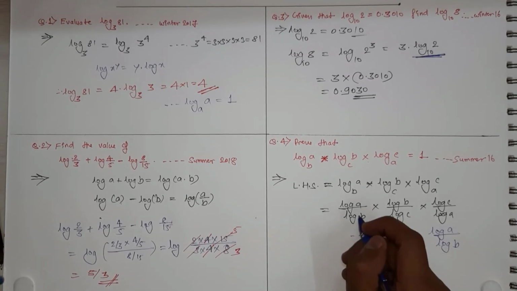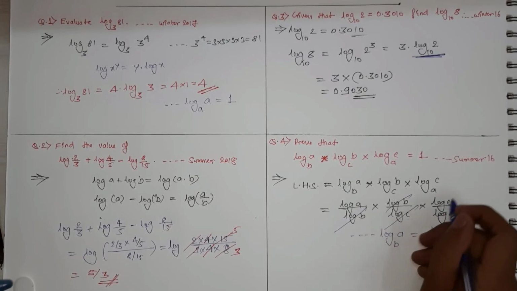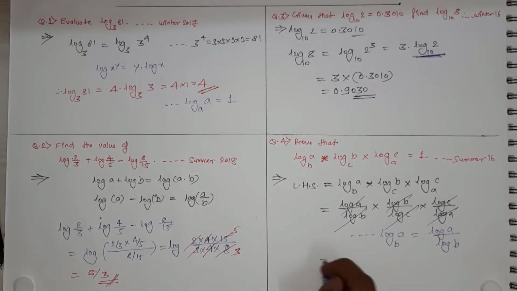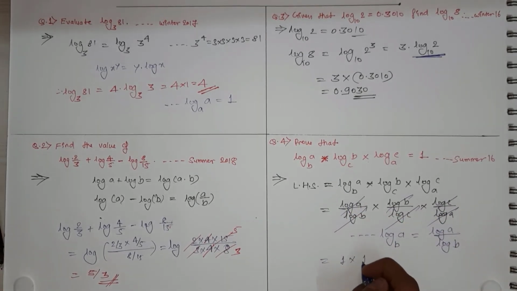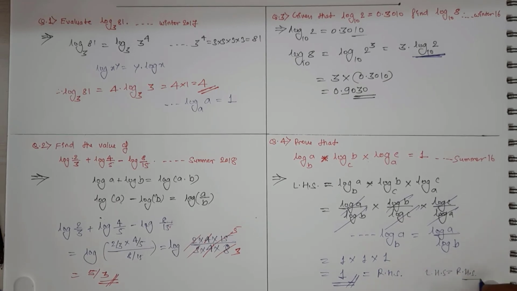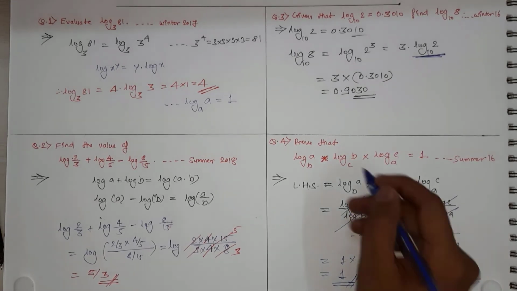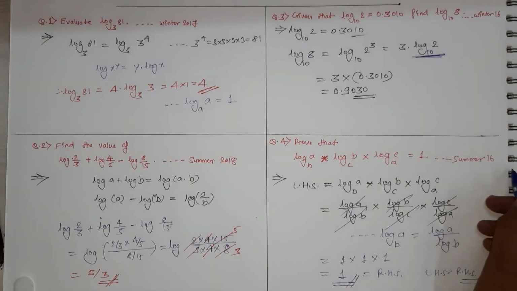Now let us cancel log b with log b, log c with log c, and log a with log a. So finally we get 1 into 1 into 1, which is equal to 1. So this is how we have proved it. This is our right hand side. So we can say left hand side equals right hand side. Hence proved the given question, which has been asked in summer 2016.